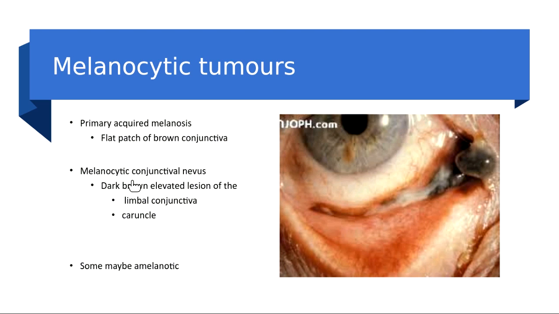You can also have a nevus, a melanocytic conjunctival nevus, which is a dark brown elevated lesion of the limbal conjunctiva or caruncle. So this one is here. But nobody needs to tell you that this now looks alright compared to this. Someone may have a combination. They can have the flat patch, or they can have the elevated lesions that are very suspicious and need to be removed. Once you see these elevated lesions, this is very suspicious. And then oftentimes it may be amelanotic to try and confuse us.